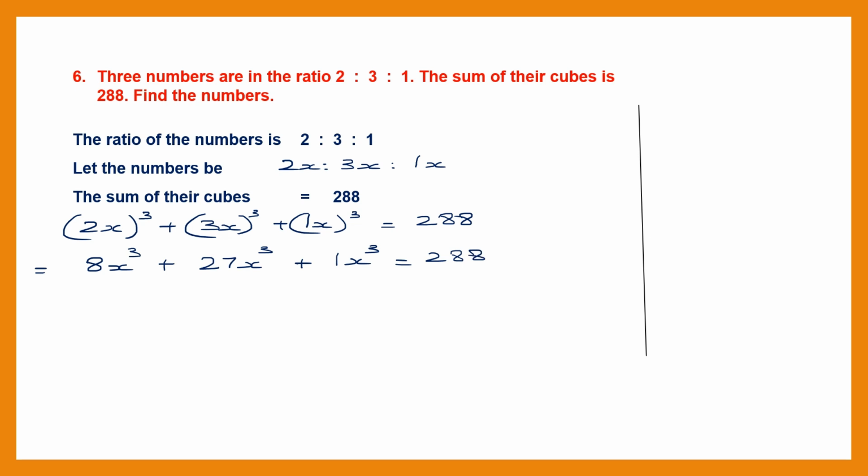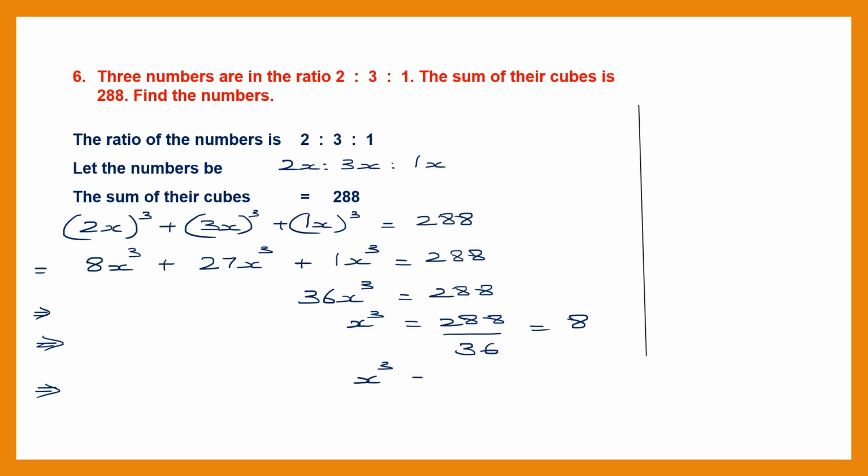288. So now let's add up all these. So when we add up 8 plus 27 plus 1, we get 36. So that means 36x^3 is 288. That means x^3 will be 288 divided by 36. 288 divided by 36 will give us 8. That means x^3 is equal to 8.